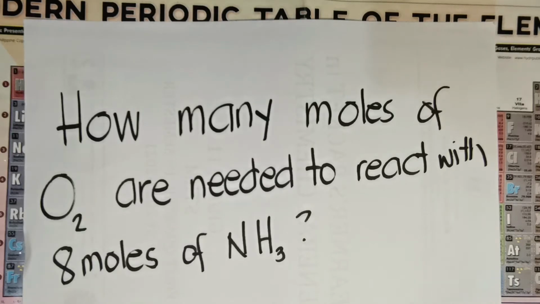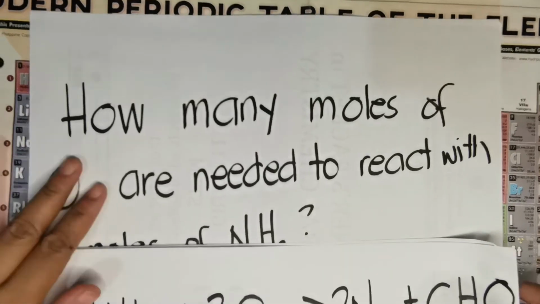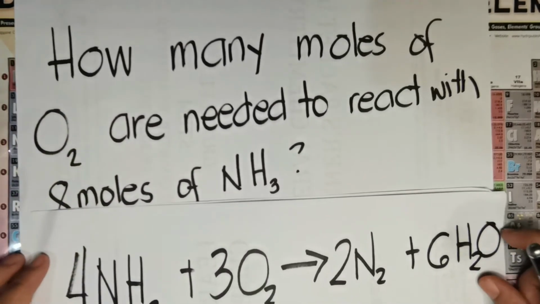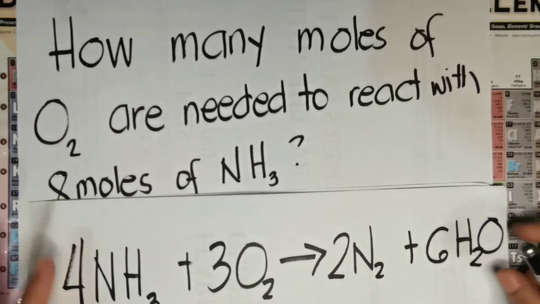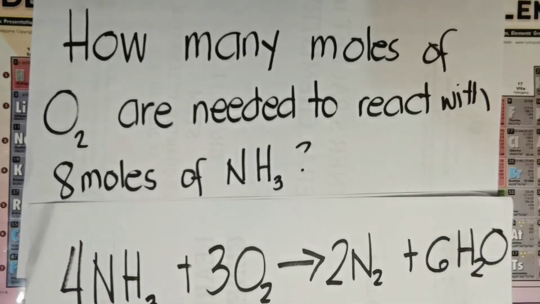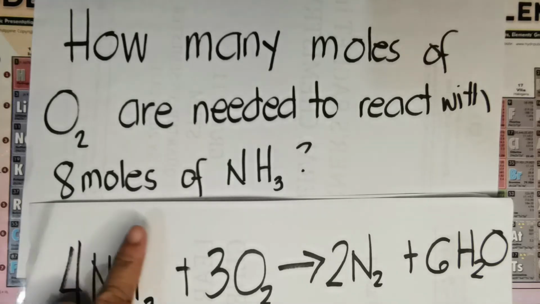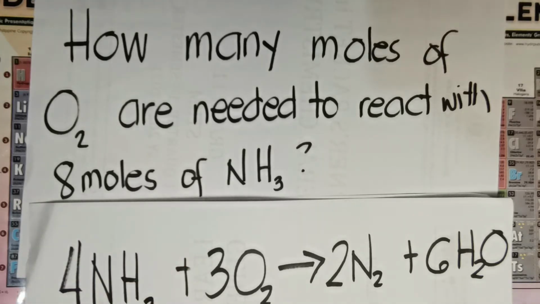So from this, we have here the chemical equation from the problem. Dito tayo magbe-base. By looking at it, ang sabi ng problem na 'to, ilang moles daw kaya yung kailangan natin for the oxygen gas para mag-react siya sa 8 moles of ammonia. So, why do we need this?